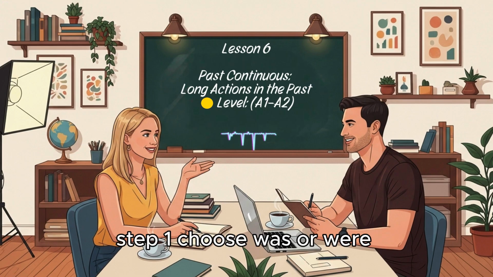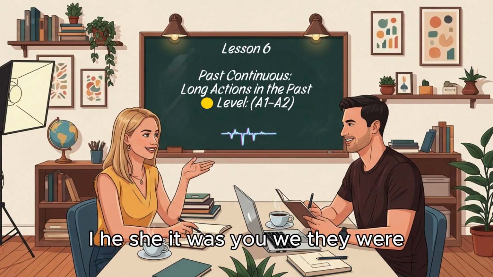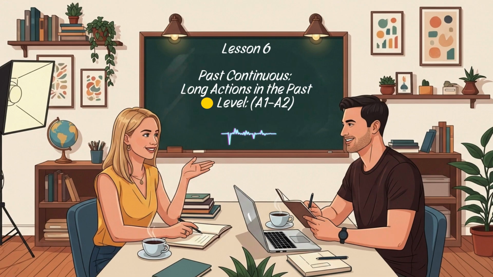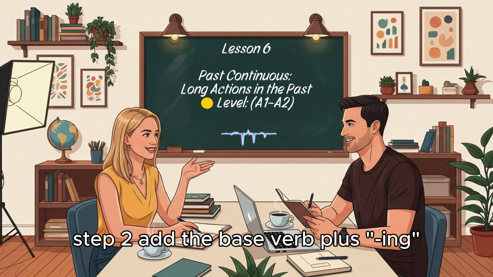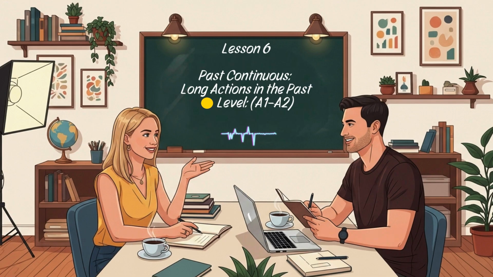Friends, let's make a very small grammar box in words. Step 1, choose was or were. I, he, she, it, was. You, we, they, were. Step 2, add the base verb plus ing. I was eating. They were playing. She was sleeping. We were watching.